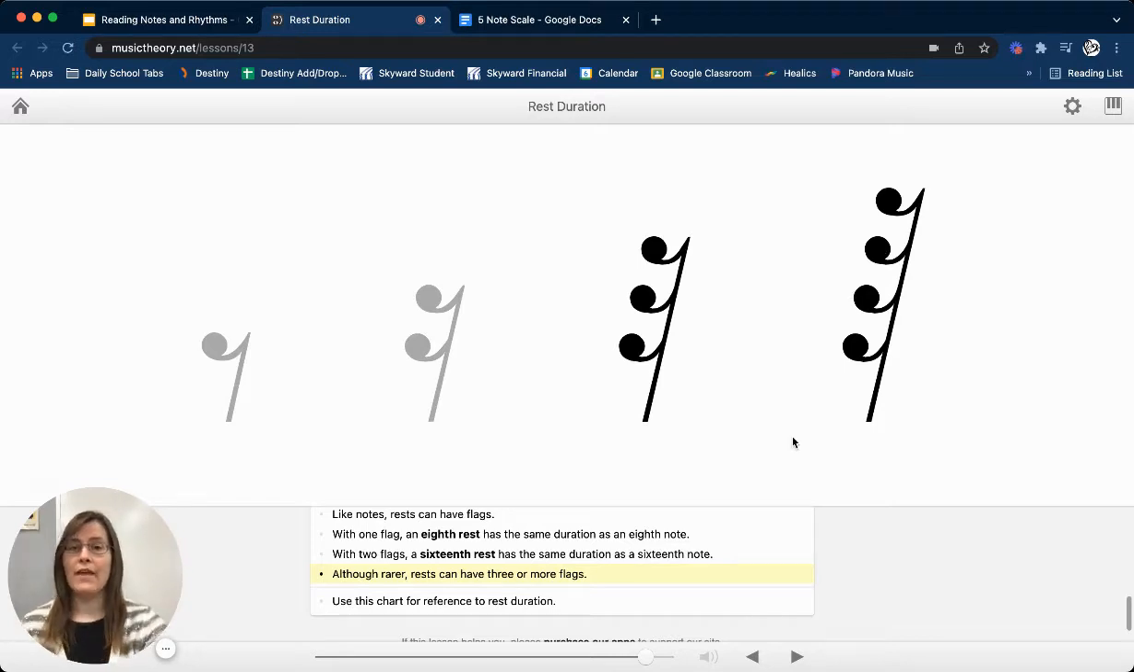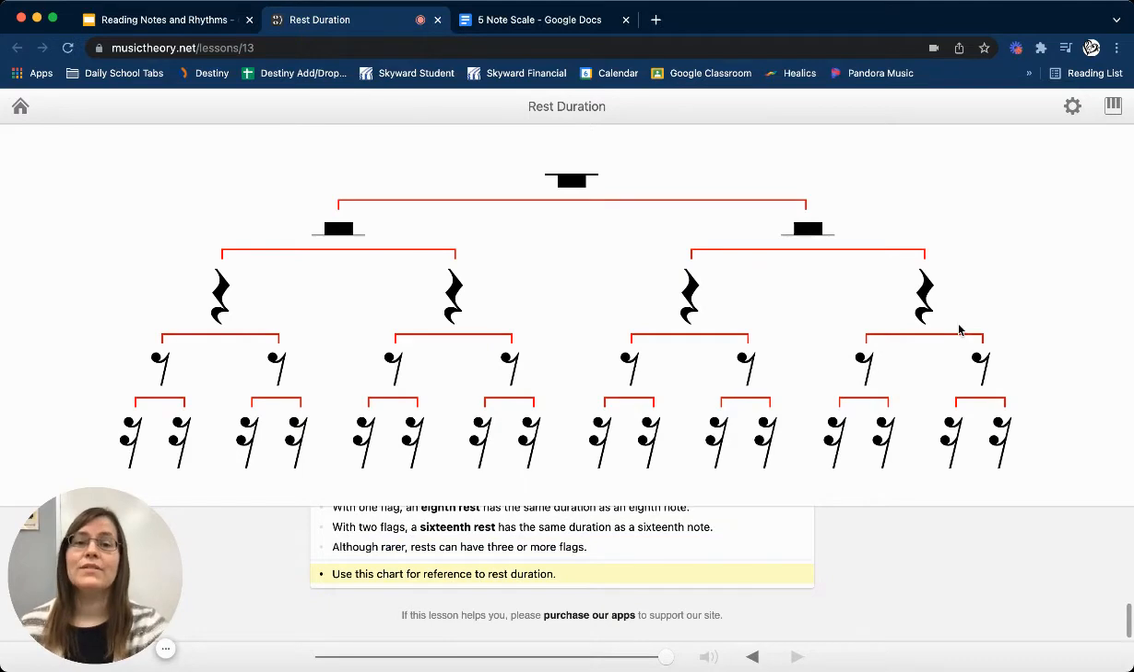And we can keep going after that. We can have a 128th rest or a 256th rest. But again, those are much rarer. So here you can see it just like the notes. We need 16 16th rests in 1 measure, 8 eighth rests in a measure, 4 quarter rests in a measure, 2 half rests in one measure, or 1 whole rest in a measure.